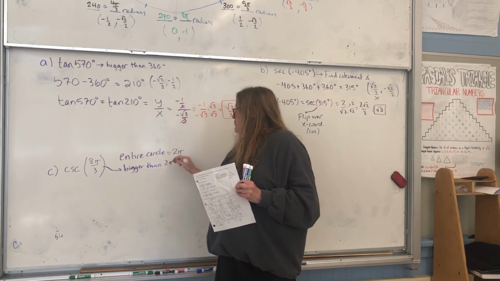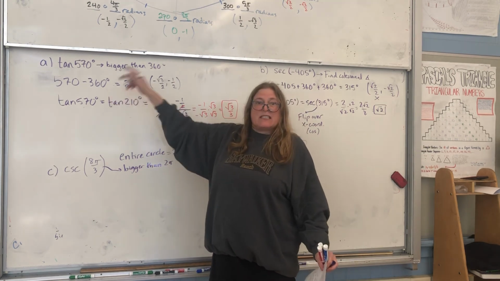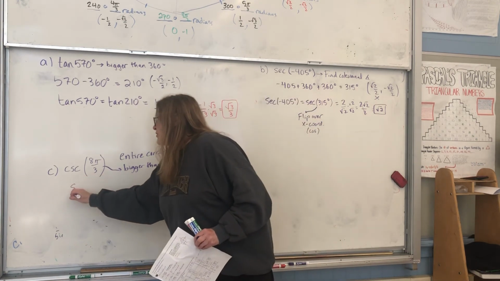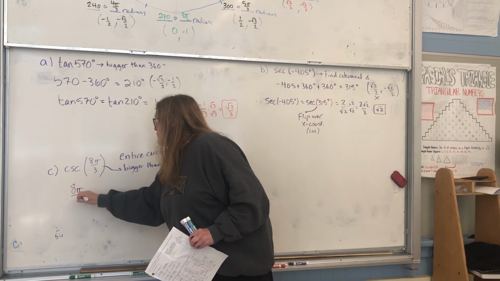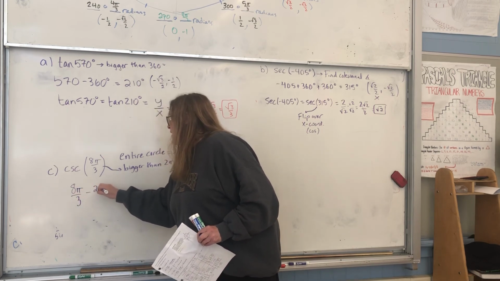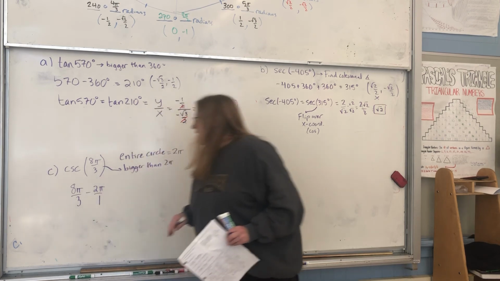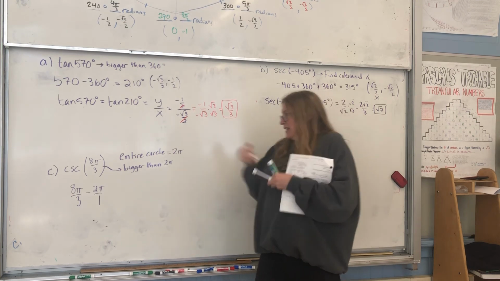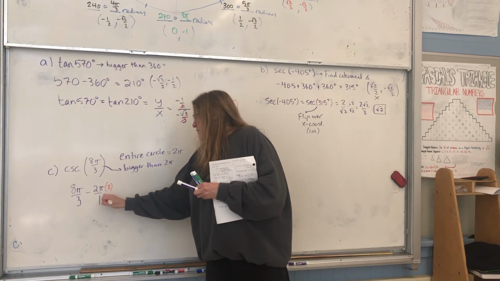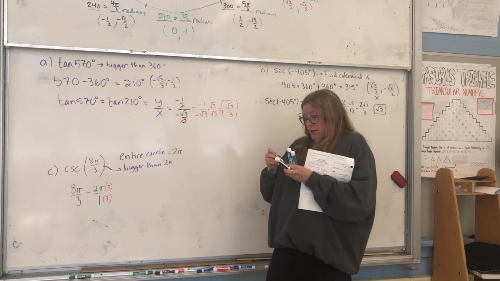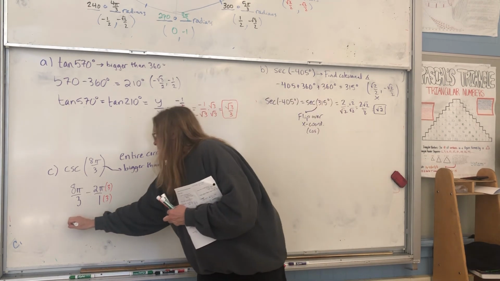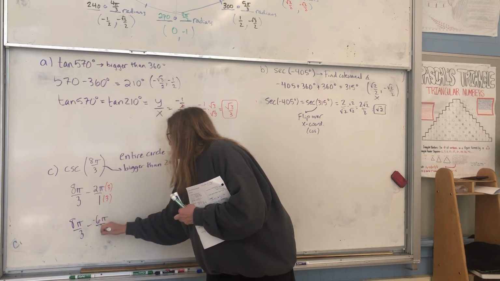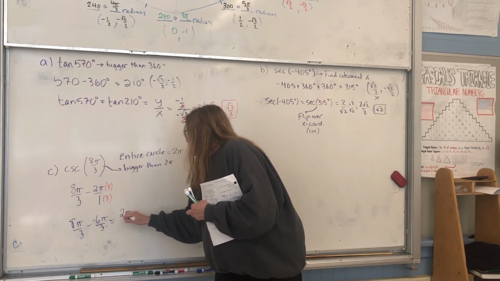So what we need to do is, just like up here we subtracted 360, now we're going to have to subtract 2 pi. So I'm going to do 8 pi over 3 minus 2 pi. Okay, but wait a minute, how do I do that? Well, I got to get a common denominator, right, guys? I got to multiply this by 3 and this by 3. So that's going to be 8 pi over 3 minus 6 pi over 3, which is 2 pi over 3.